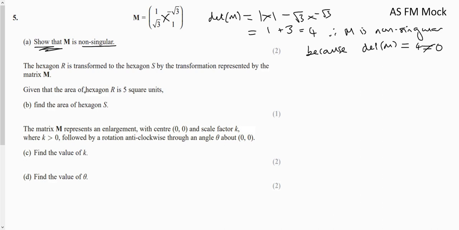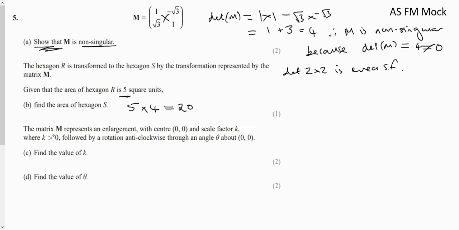Okay, right, so we've now got hexagon H transformed to hexagon S. Now, we want to find the area of the new hexagon. Don't worry, we don't need to know the formula for the area of a hexagon or anything. Remember that the determinant of a 2 by 2 matrix is the area scale factor. So if the original hexagon was 5, the area of hexagon S is 5 times the determinant, which is 20. There is a follow through there if you get the first one wrong.